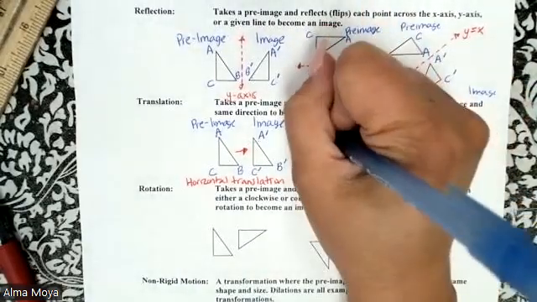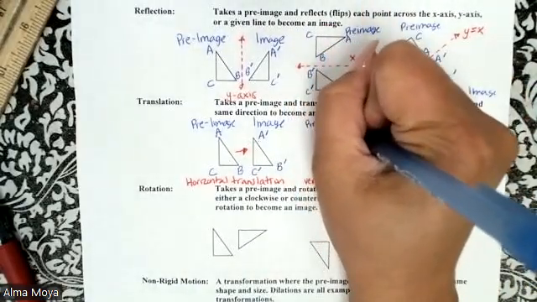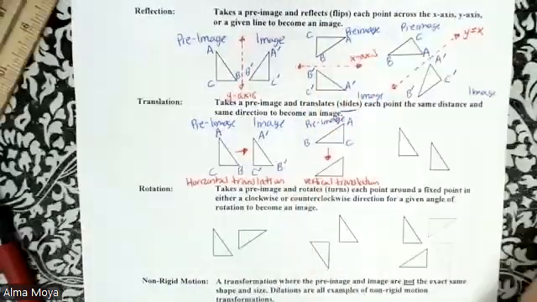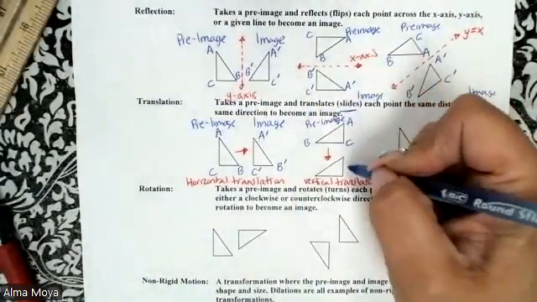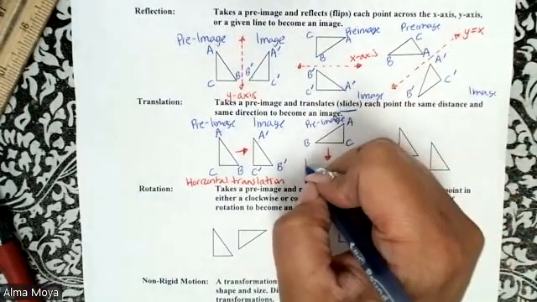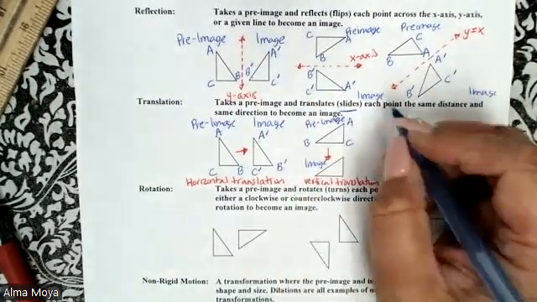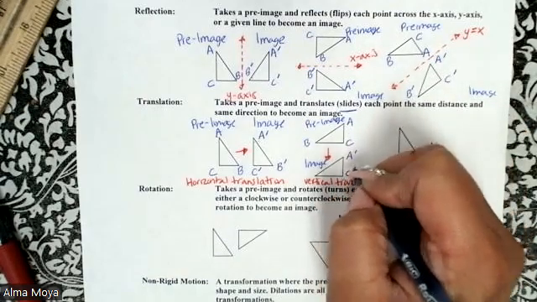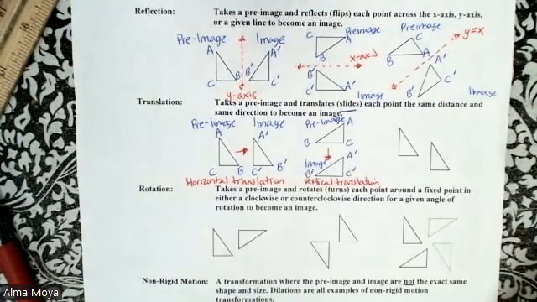And now here's my pre-image. And I'll say this is A, B, C. So if that's the pre-image, down here is going to be the image. The top point will be the A prime. The bottom point is going to be the C prime, and this peak is going to be B prime.